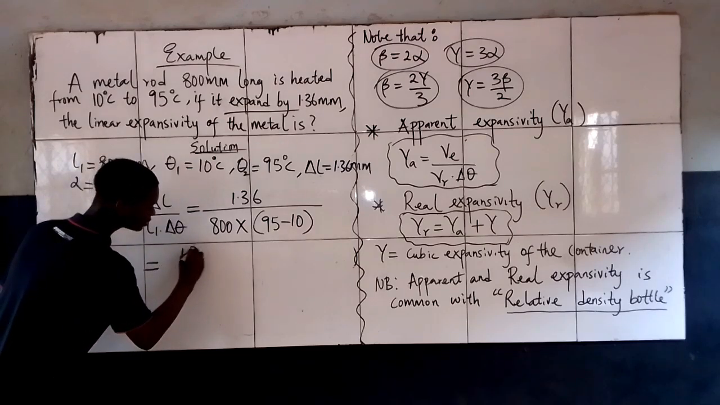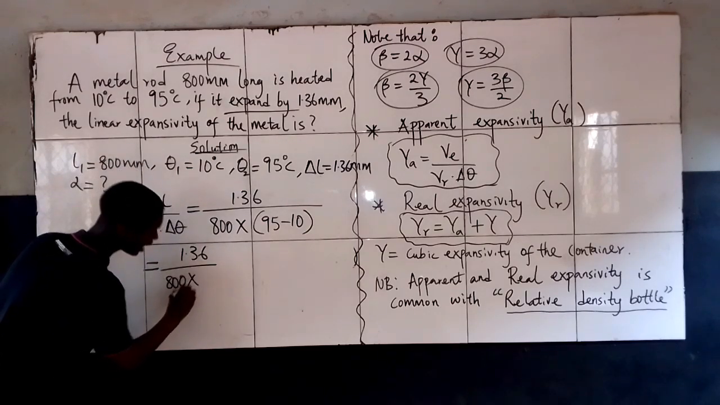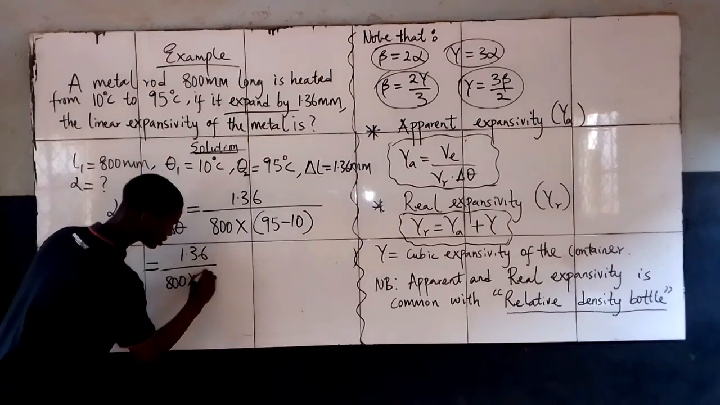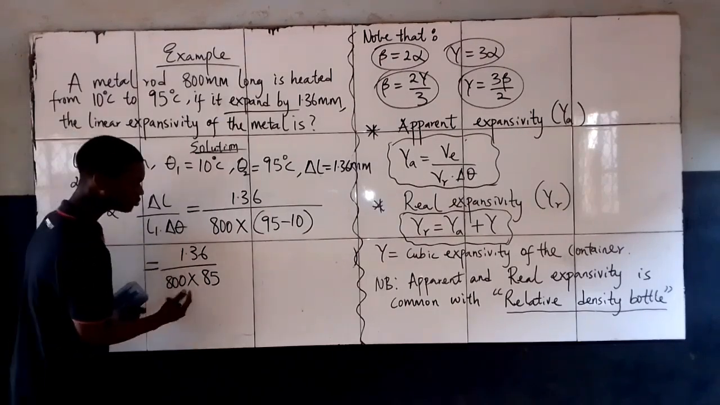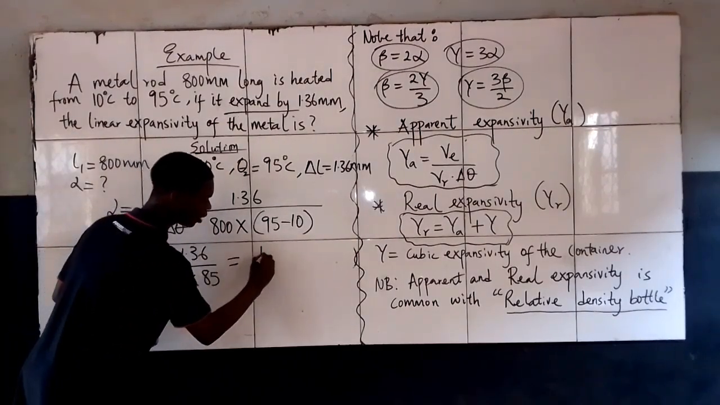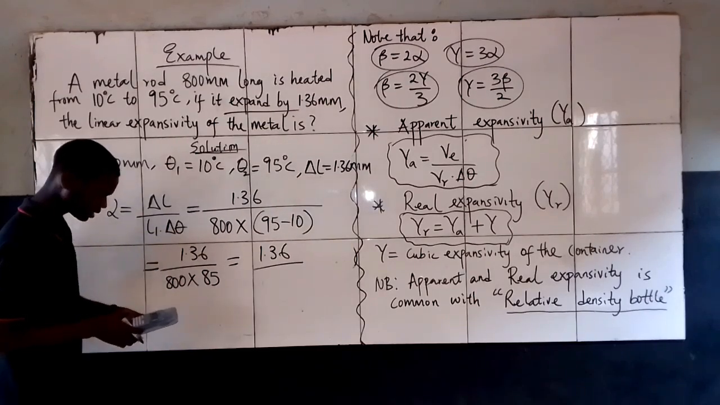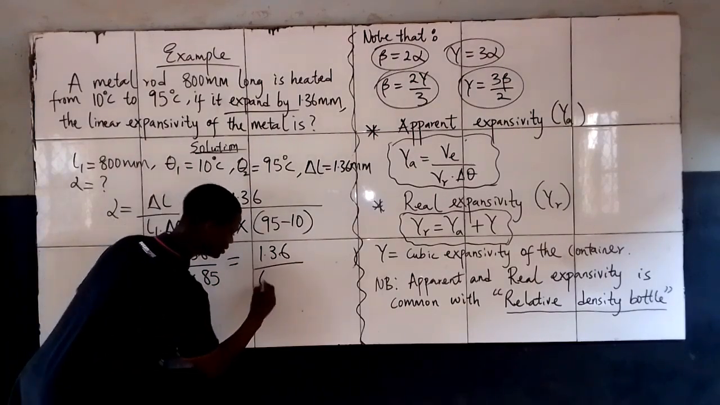Now we have 1.36 all over 800 times, let's do the subtraction. 95 minus 10. The answer is 85. Now we have this. We multiply the ones under. Let's see what we have. We have 1.36 all over, for the bottom, 800 times 85.